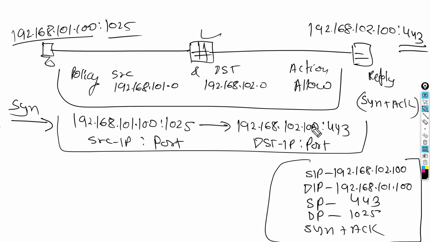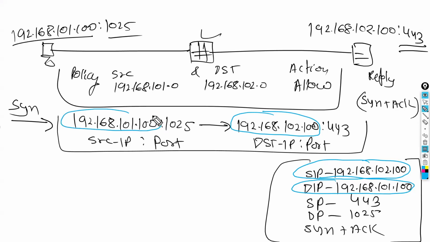Now the firewall knows very well that this IP and port number went to this destination and port number. Now this entry will be checked in the reverse direction. Who is coming? 102. It is going where? 101. Layer 3 information matches. Which port number is coming? 443. It is going to which port number?